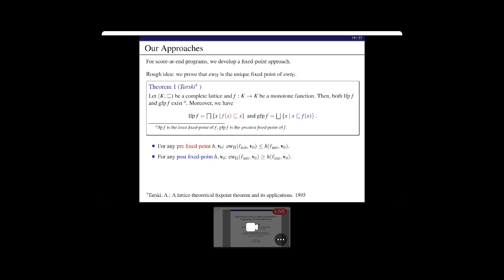Similarly, for any post-fixed point h, it also can be viewed as a lower bound of EW. For score-recursive programs, we cannot apply the fixed point approach because we allow an unbounded number of score statements inside the loop bodies. Instead, we propose a new variant of optional stopping theorem. The intuition is that to cancel the effect of the multiplicative weight, we require the exponential decrease in time and the bounded state of program states.